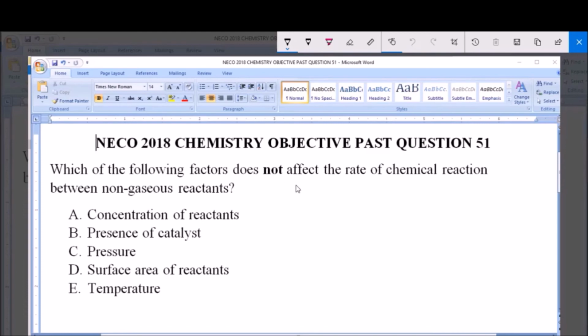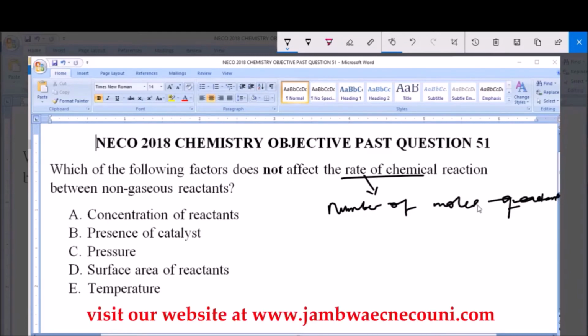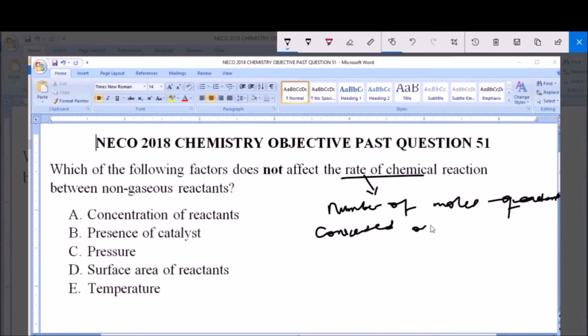So we're asked to pick an option which will not affect the rate of chemical reaction for a non-gaseous reactant. That is, the reactant is either in solid or liquid form. Now first of all, what is rate of chemical reaction? Rate of chemical reaction simply refers to the number of moles of reactants converted or product formed per unit time.